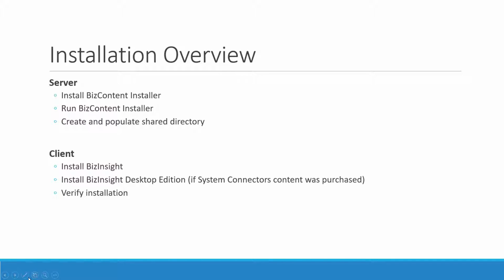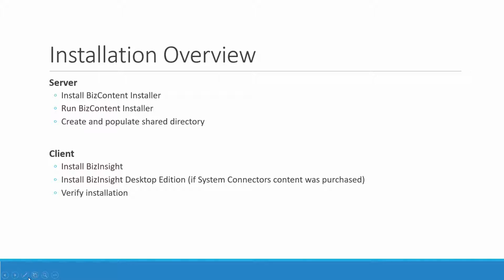Let's start with an overview of the installation. A BizInsight and BizContent installation is comprised of the following steps. The first and most important point is that the server-side installation must be done on the Sage 100 ProvideX data server. BizNet does not support installing it on a different server because of the difficulty getting that configuration working.